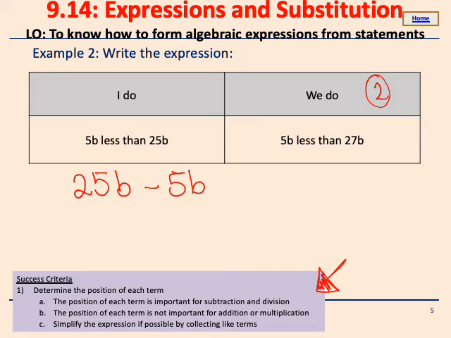Okay, so we've got 5b less than 27b. So 27b minus 5b. And that would be your answer.